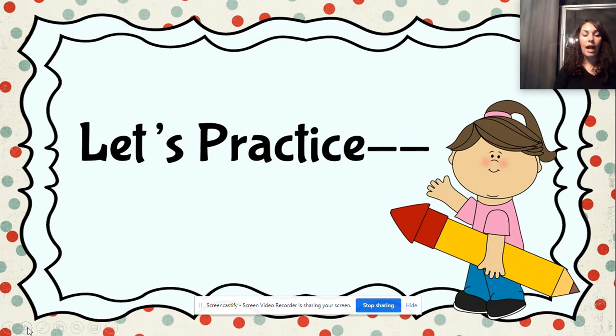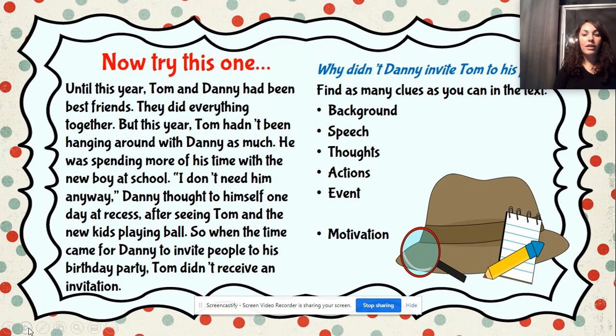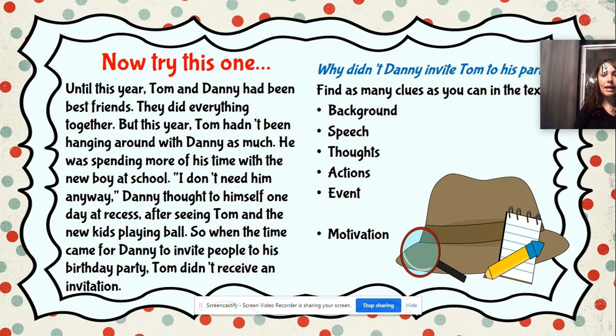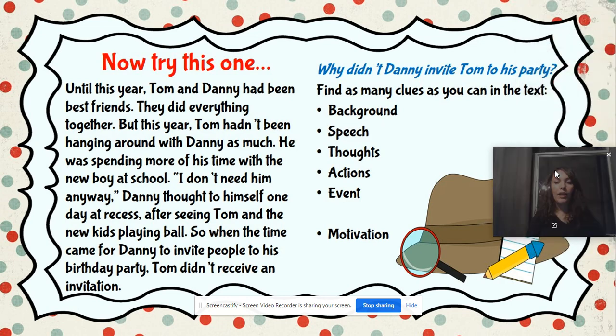So now let's go ahead and practice. You're going to read this short passage when I say go, and you are going to answer the question that's on the right. Why did Danny invite Tom to his party? Find as many clues as you can in the text.